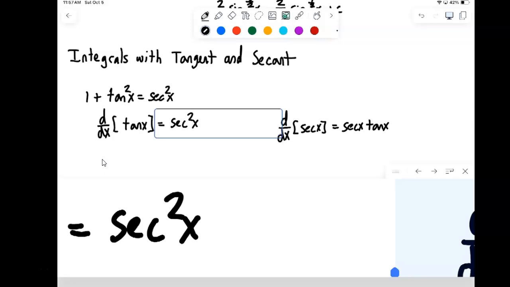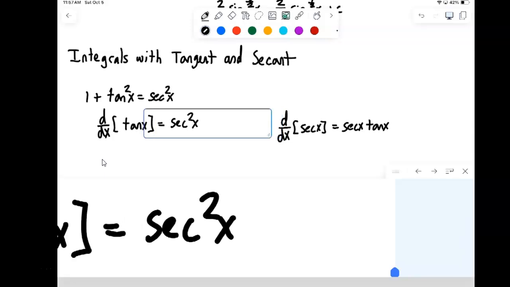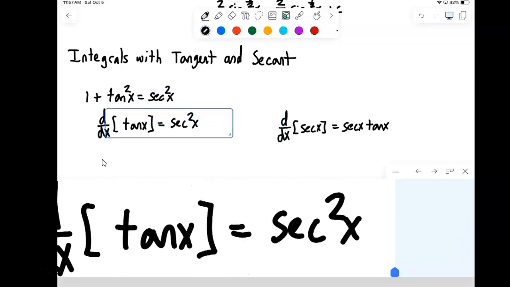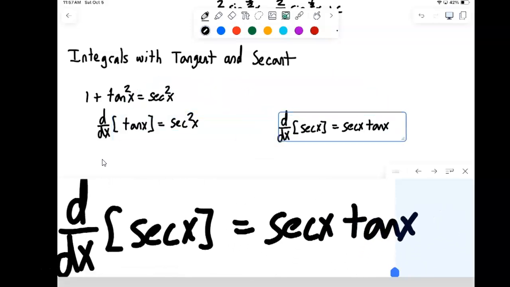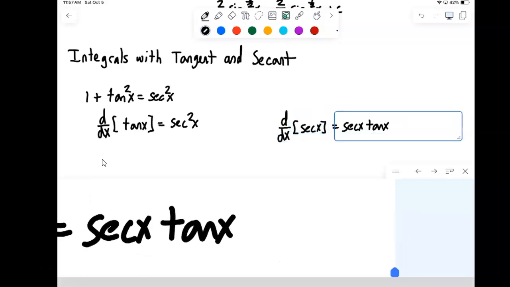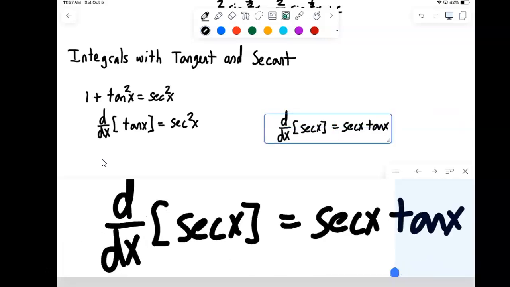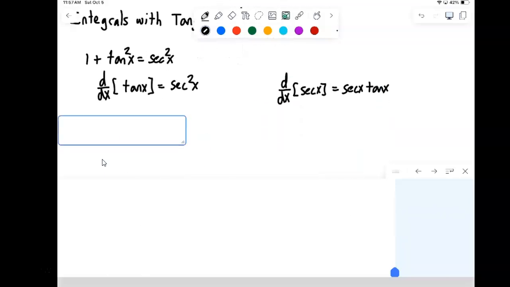I need to be able to pull a secant squared out and then be able to turn everything else into tangents if I'm going to do that. If I'm doing a substitution where I want u to be secant, then I have to have a secant and a tangent that I can strip away and leave everything else in terms of secant. And it's going to become an important thing.